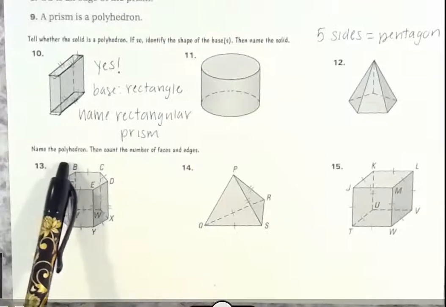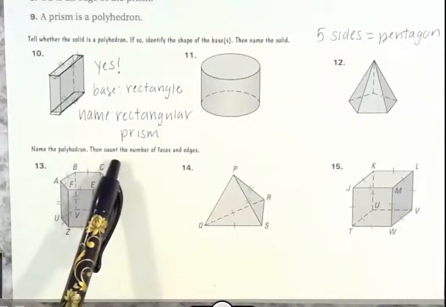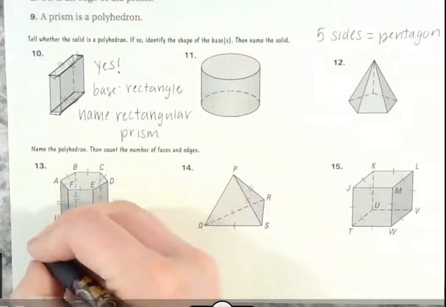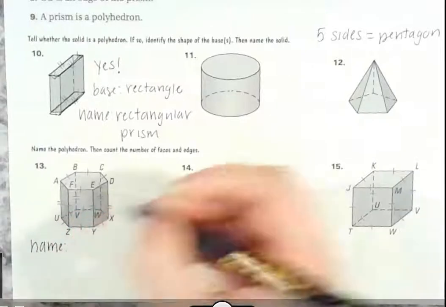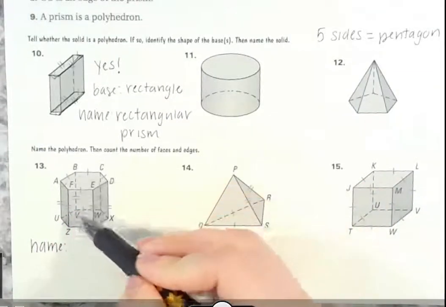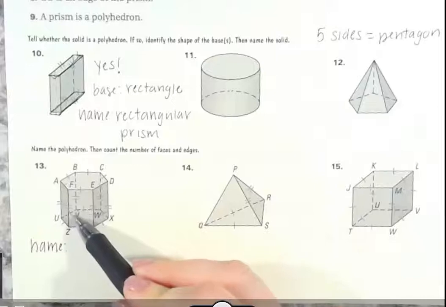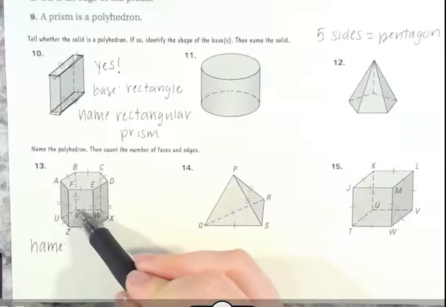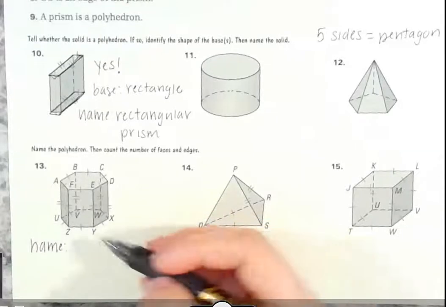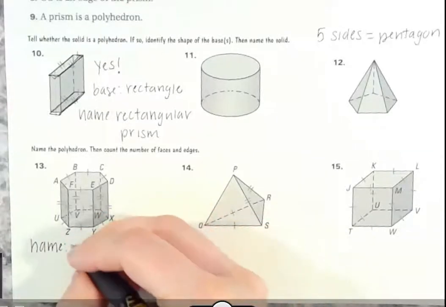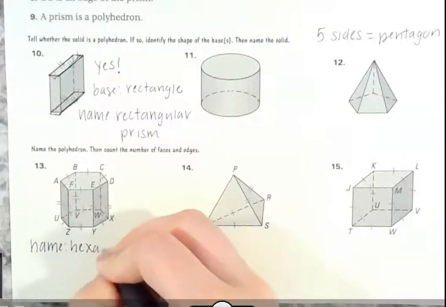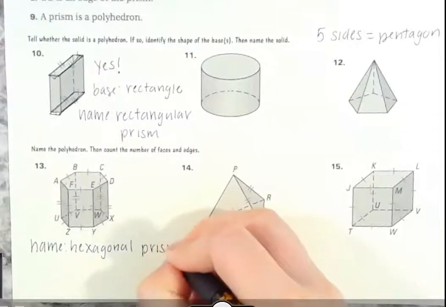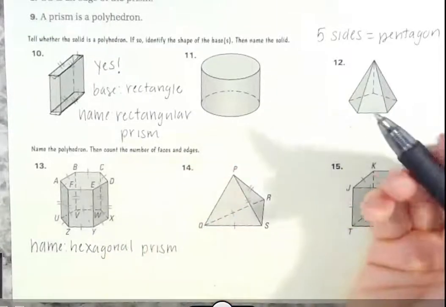Okay, just try this one. It says name the polyhedron, then count the number of faces and edges. So let's start with its name. Remember, we name it by its base shape. So what's my base shape down here? If I count how many sides this bottom has, I have 1, 2, 3, 4, 5, 6. Remember, we said a 6-sided figure is called a hexagon. So this would be a hexagonal prism. So it has two bases. It has an equal top and a bottom.